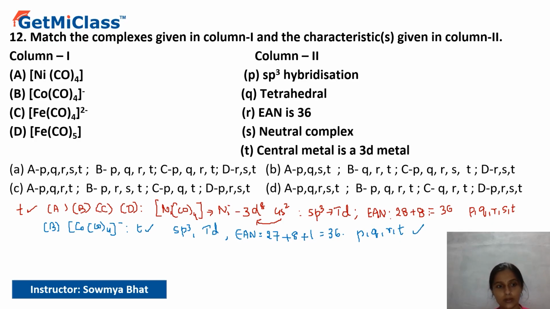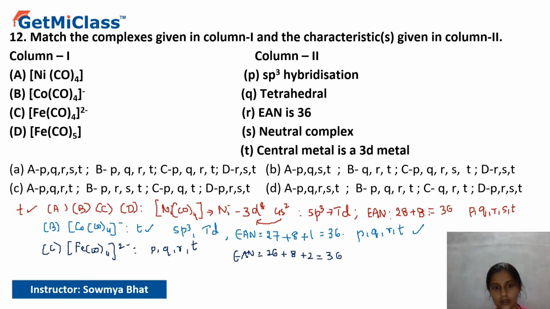The third complex which we have here is C, Fe(CO)4 2 minus. Here it's not a neutral complex again, but the rest of the things are valid. So again P, Q, R, T are valid here, as the EAN is equal to 26, that's the atomic number, plus 2, plus 8, which is equal to 36, and it is again sp3 hybridized, tetrahedral in shape, as carbonyl is a strong ligand. So again P, Q, R, T are valid.